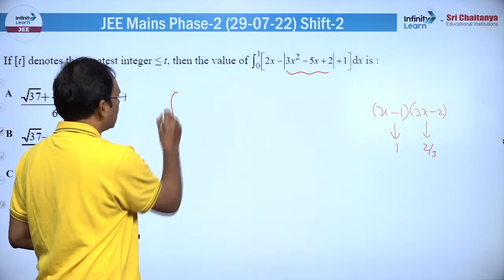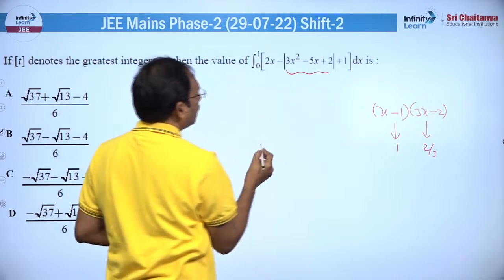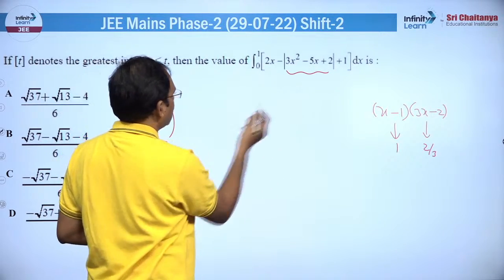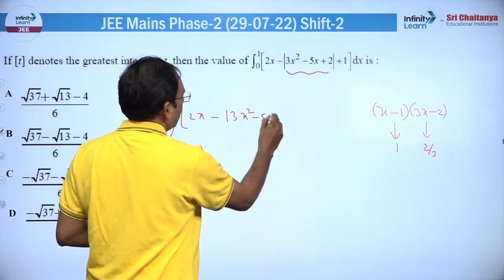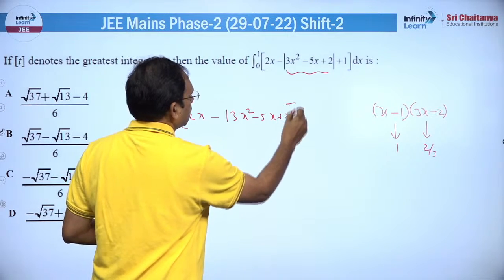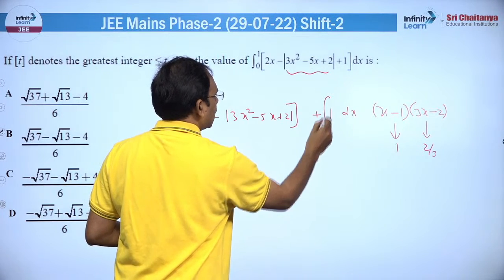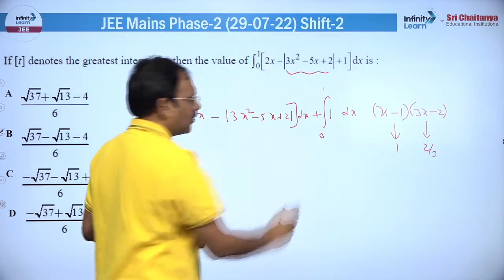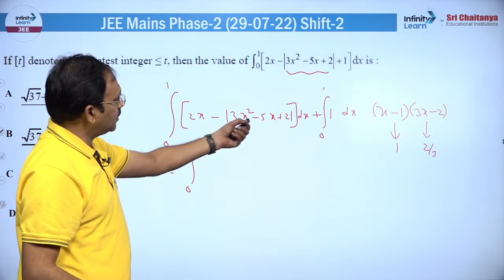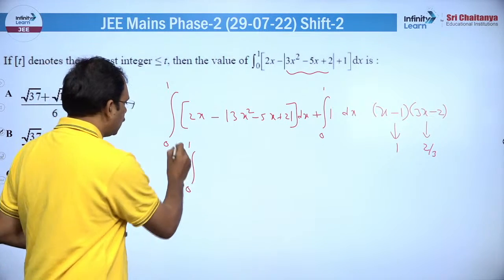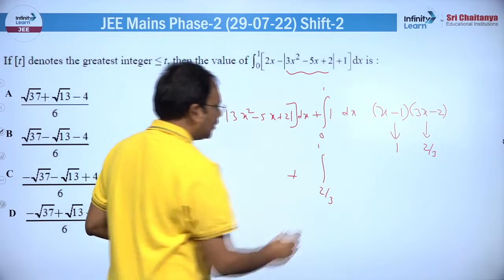What you need to do is split the integral. Since this is 1, you can also write step of 2x minus the modulus of 3x square minus 5x plus 2, step close, plus 1 dx. You can write this as integral 0 to 1 step dx, and here you can write the other part. Now, you need to apply integral 0 to 1, this modulus you need to remove. So, 0 to 2 by 3 you split, plus integral 2 by 3 to 1 you write.